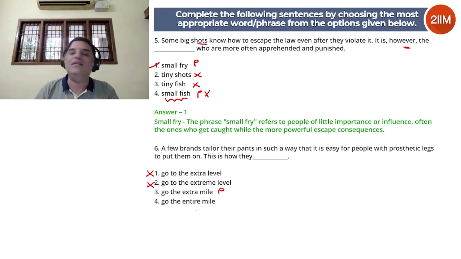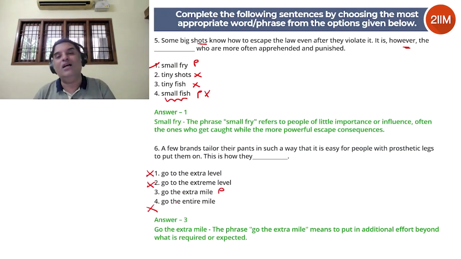Go the entire mile is not idiomatic. It's not a valid English phrase. So you can eliminate it. Go the extra mile is indeed the answer here. Go the entire mile can confuse you, this is where your reading will come into the picture. The more you read, the more you will be familiar with the right phrase. It means to put in additional effort beyond what is required or expected. Okay, so the answer is number 3.